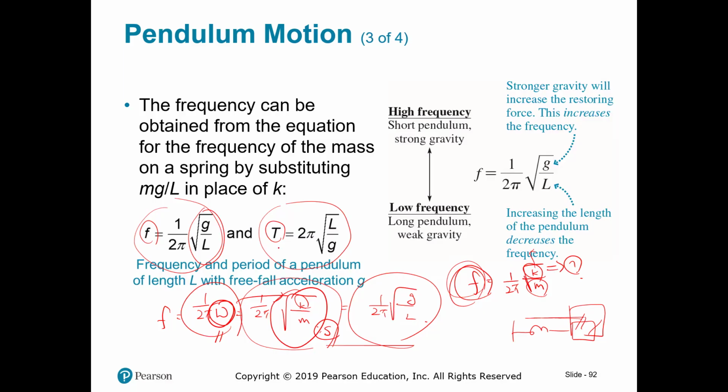But now, think about the pendulum. If you have strong gravity, the frequency will increase. Why? Because the gravity will pull these motions faster, right? So that's why it's proportional to g. But if the length is longer, it will move slower. So that's why frequency is inversely proportional to L.